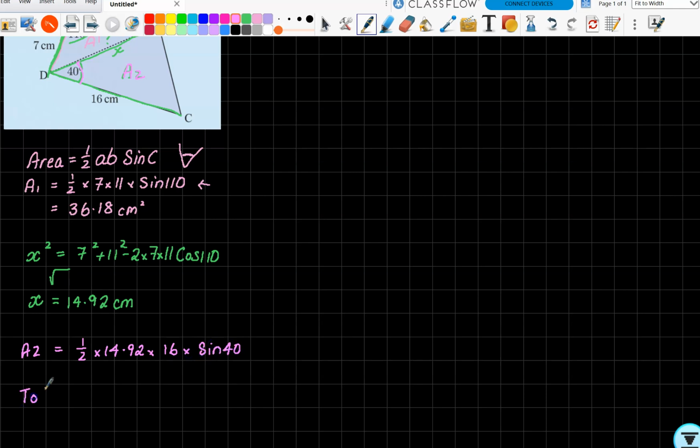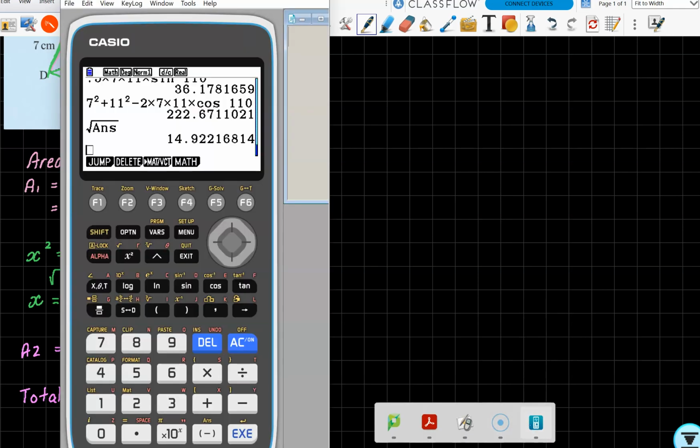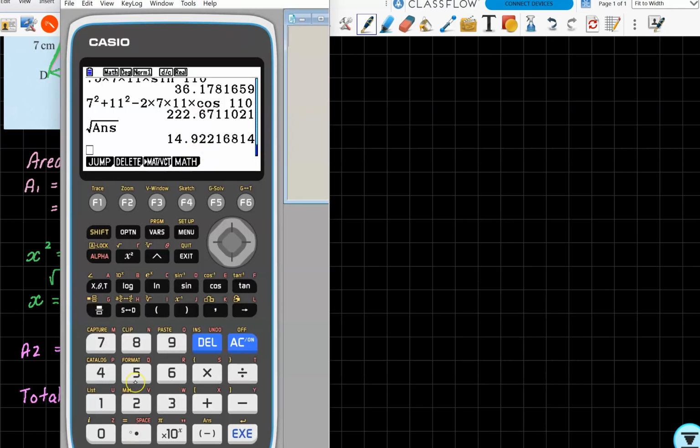Therefore, your total area will be area 1 plus area 2, and I'm just going to type in what I see on my calculator there. Okay, so that's going to be 0.5 times that answer that we had above, so I'm trying to keep it as exact as possible, times sine 40, plus 0.5 times 7 times 11 times sine 110. So that was the one before. So 40.97.